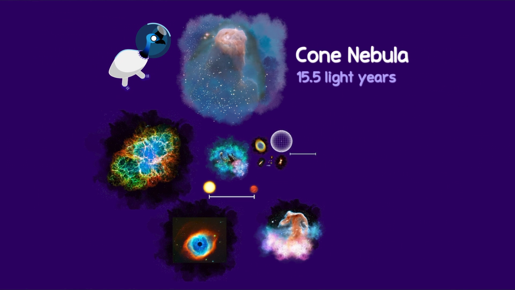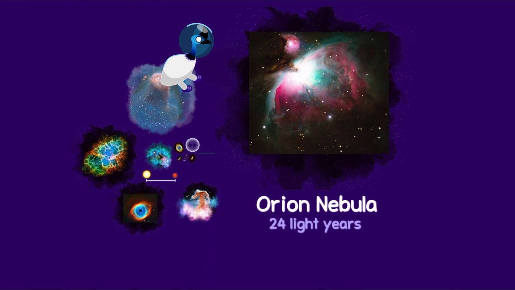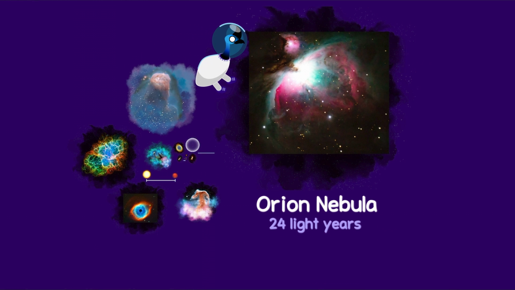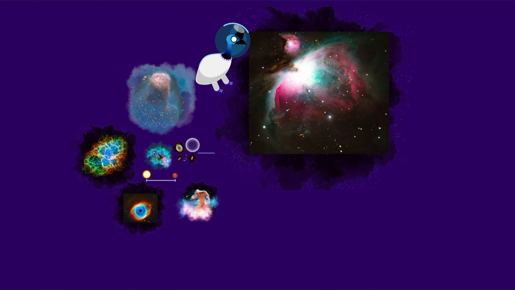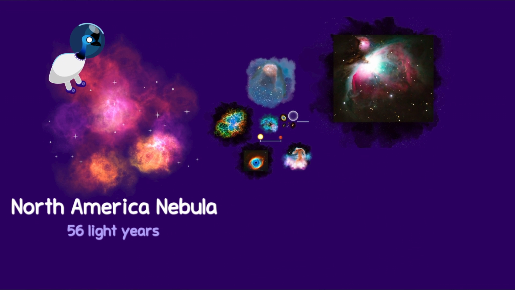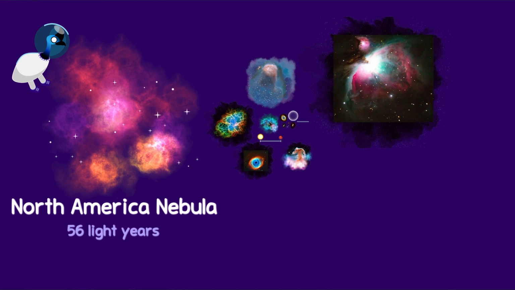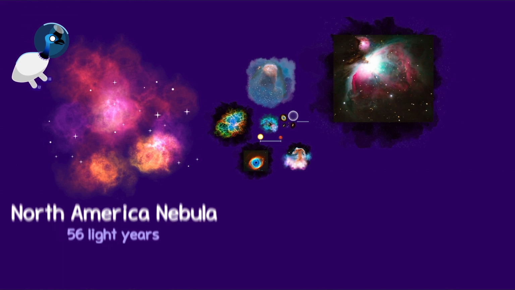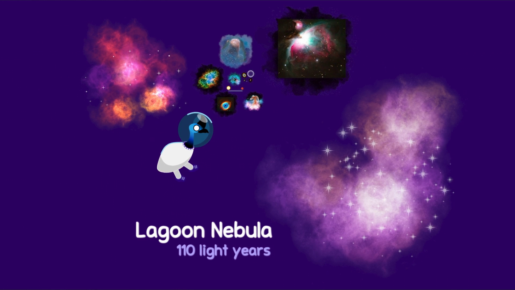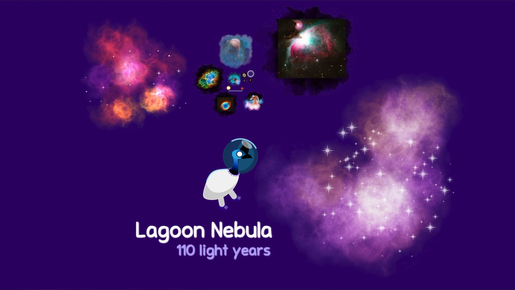Cone Nebula, 15.5 light years, a dark thin pillar of gas and dust that resembles the shape of a cone. Orion Nebula, 24 light years, a bright colorful star-forming region in the Milky Way. North America Nebula, 56 light years, a glowing gas cloud in space resembling the shape of North America. Lagoon Nebula, 110 light-years, a colorful cosmic cloud where new stars are forming.